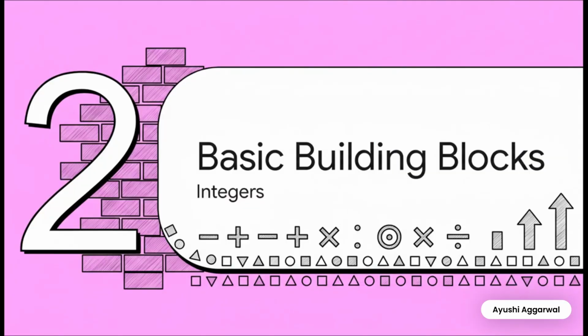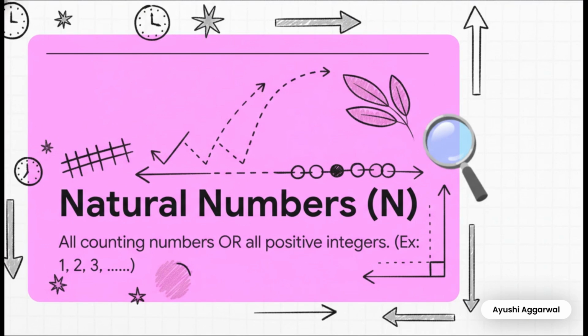We're going to focus on the numbers that really matter the most for your government exams. Think of these as our basic building blocks. First up, we have natural numbers, and these are super simple. They're just all the counting numbers. जब हम counting start करते हैं, we always start from 1, 2, 3, and so on, right? So just remember this. Natural means counting, and it always starts from 1.